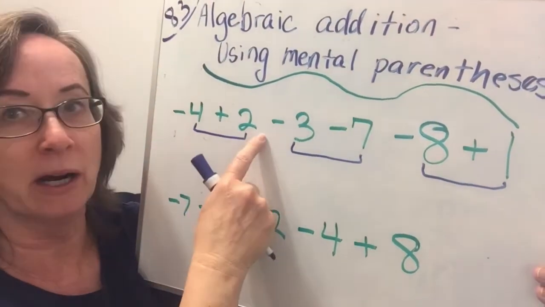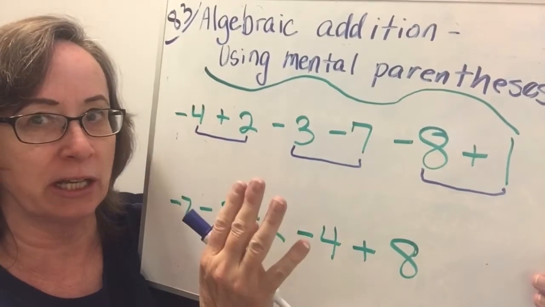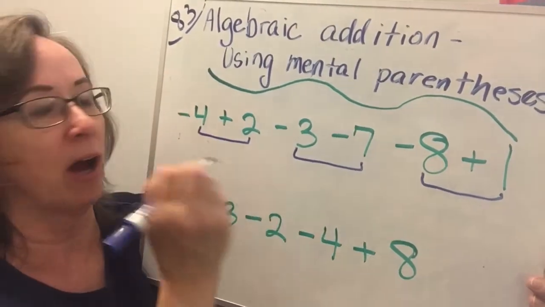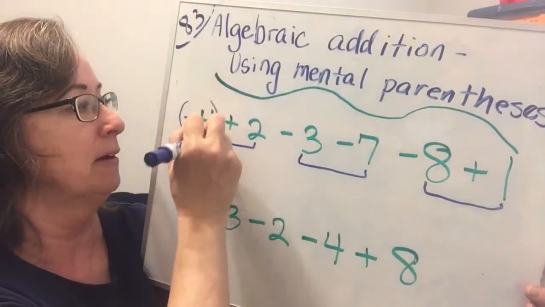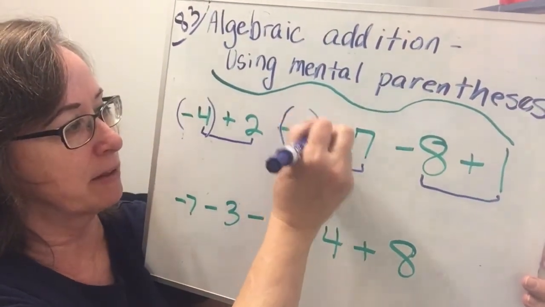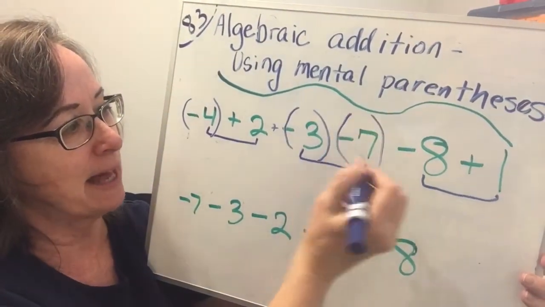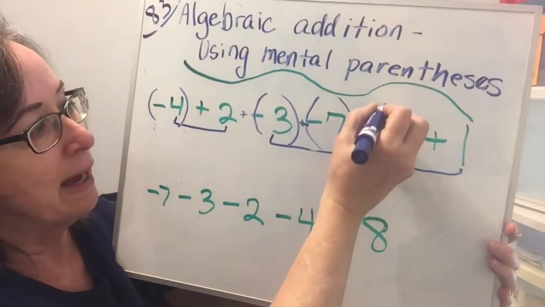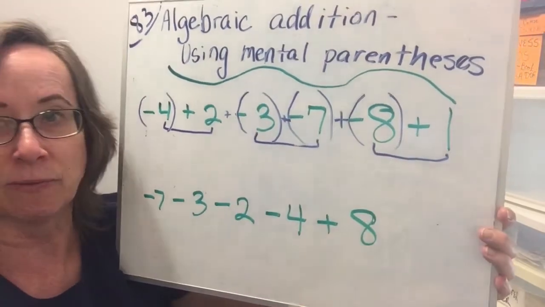So -4 and +2. Remember, we're going to think addition all the way through. So we're going to go ahead and put all of our negatives in parentheses. So we have a -4. We have a -3, so we'll put a little plus in front. We have a -7, so we'll put a little plus in front. So we're changing everything to addition. We have a -8, so we'll put a little plus in front. And then we have a +1.